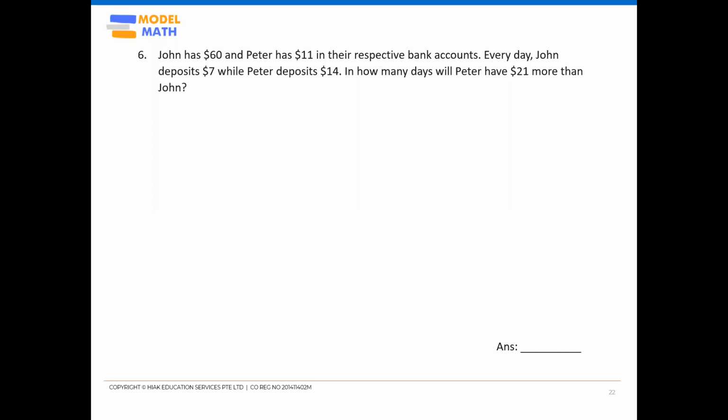So John has $60 and Peter has $11 in their respective bank accounts. Every day, John deposits $7 while Peter deposits $14. In how many days will Peter have $21 more than John? The word deposit means to put money into the bank accounts. Okay, so that's what deposit means.